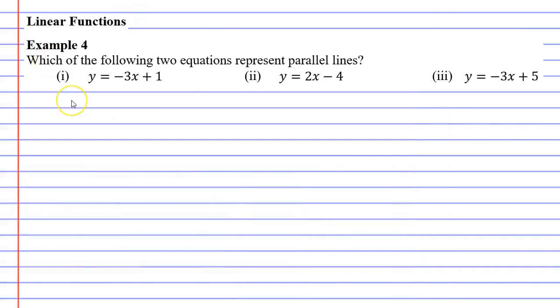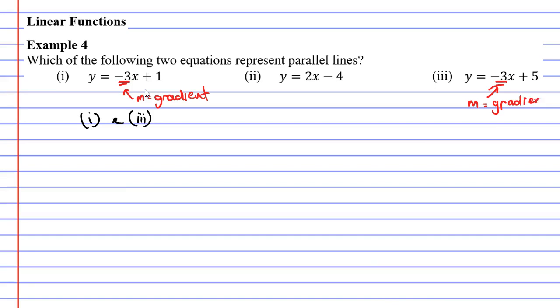First of all, we'll state which ones are parallel. So the ones that are parallel are equation 1 and equation 3. Let's have a look at them. What do they have in common? Well, they both have a negative 3 in front of the x. So why would that make a difference? This negative 3 is where the m goes in our gradient-intercept formula, which stands for your gradient. So both of them have the exact same gradient of negative 3.